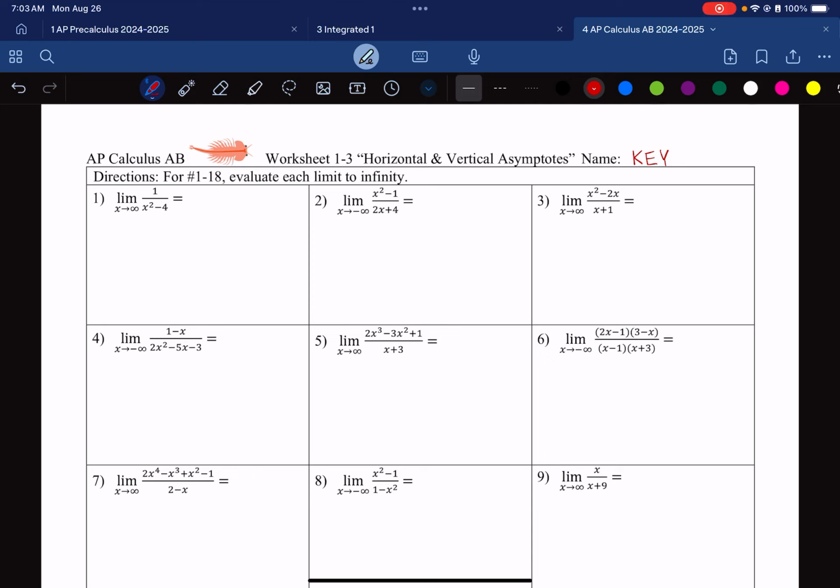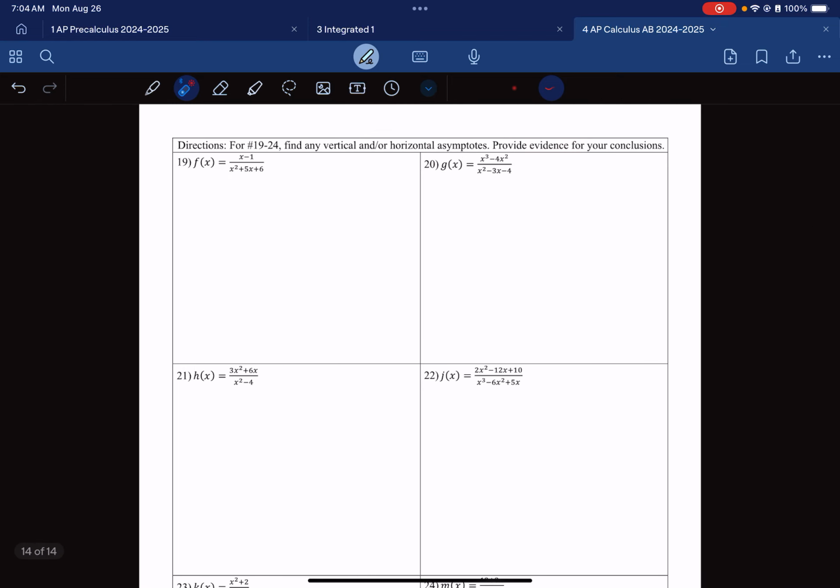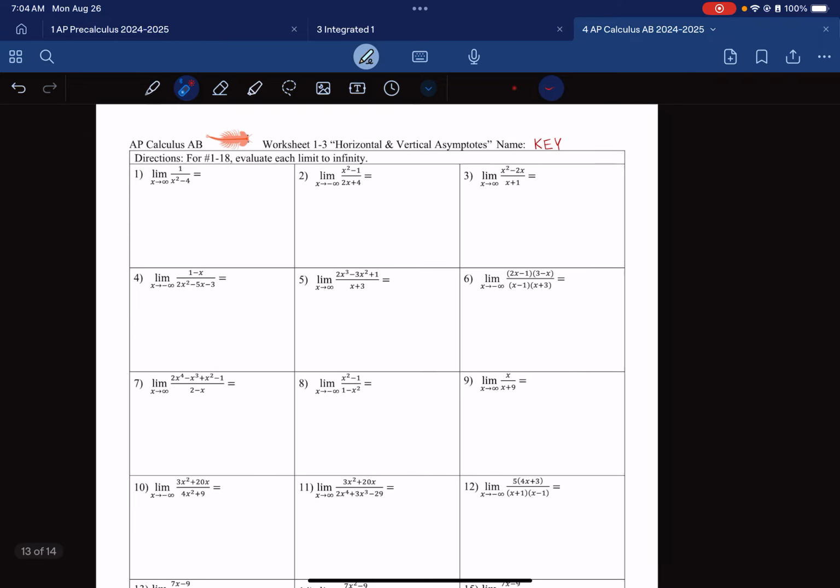This is AP Calculus AB Worksheet 1-3, horizontal and vertical asymptotes. All right, I'm reading the directions. For the front side, we're evaluating each limit to infinity. On the back side, we are finding vertical asymptotes, horizontal asymptotes, and providing evidence for those reasonings.